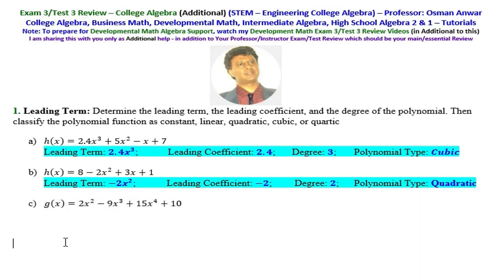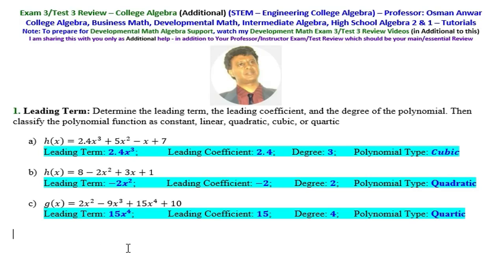C. G of x equals 2x squared minus 9x cubed plus 15x to the 4 plus 10. The highest degree here is 4, that means the leading term is 15x to the 4, the leading coefficient is 15, the degree is 4, then the polynomial type is quartic.